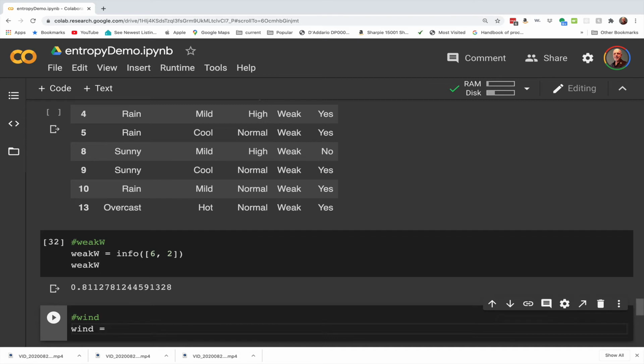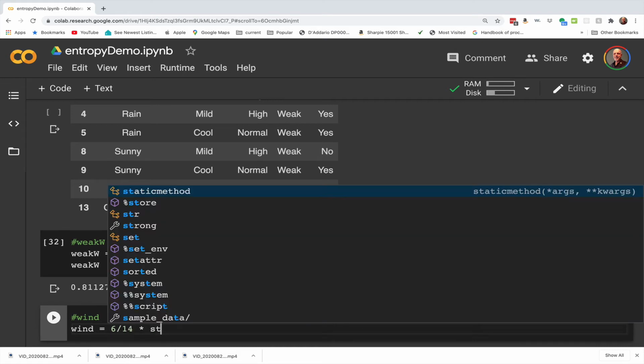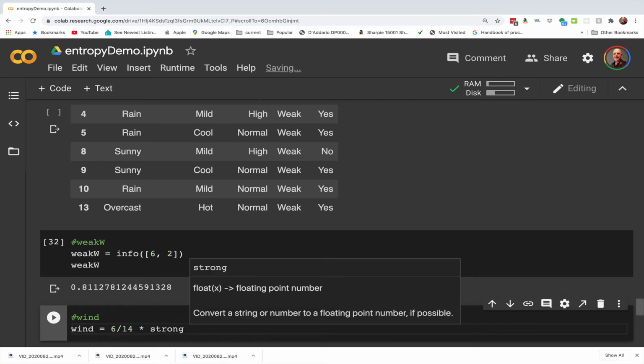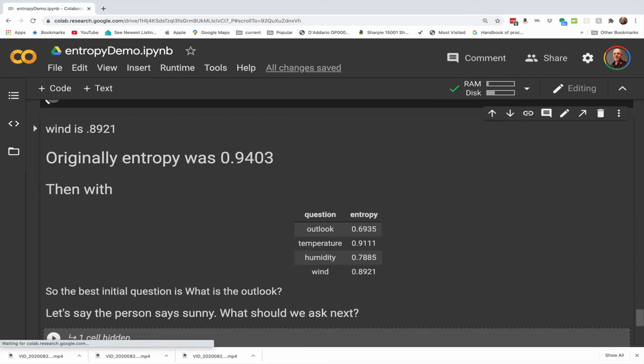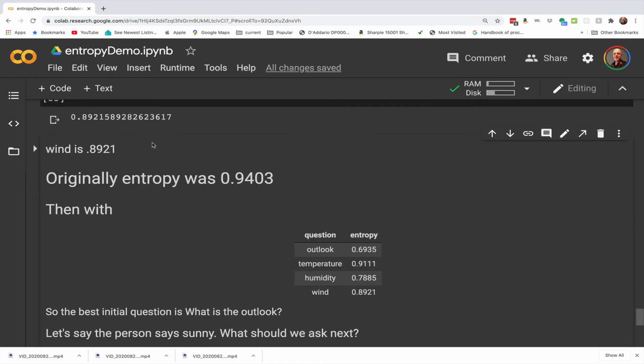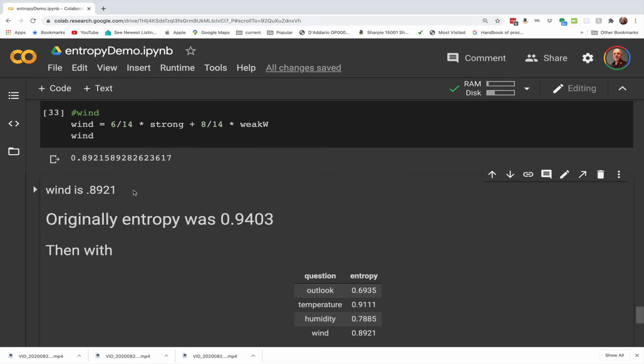And that was 6/14 times strong plus... so we get wind here being 0.8921.